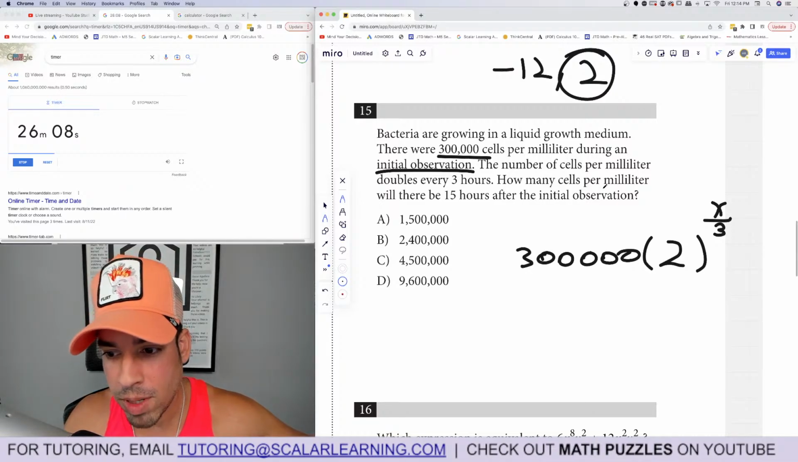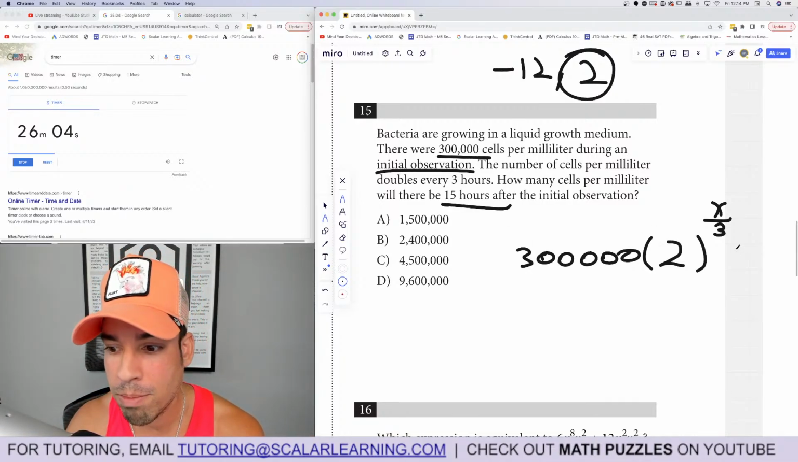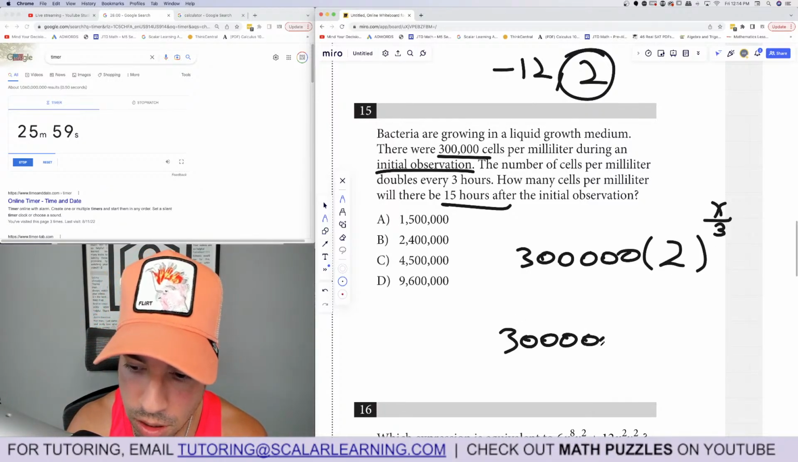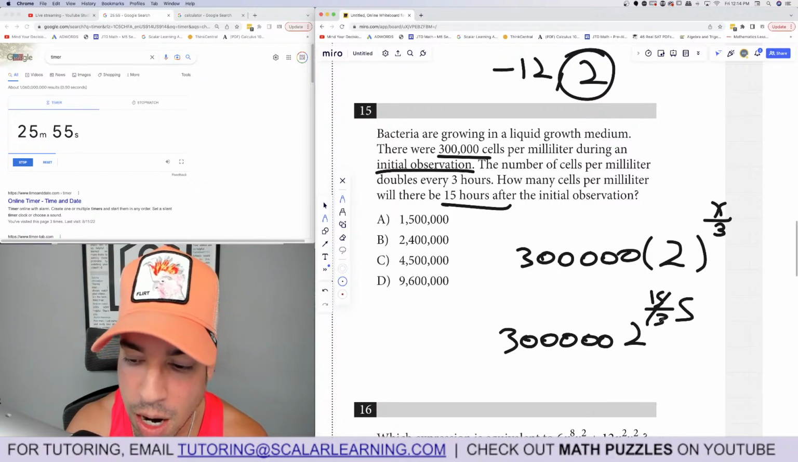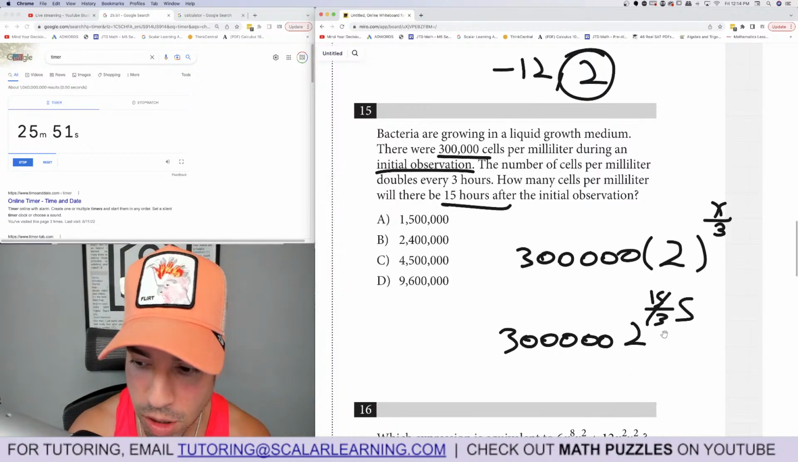Anyways, then it says how many cells per milliliter will there be at 15 hours? I got an equation. I can plug and chug and do it this way. So watch this. 300,000 times 2 to the 15 over 3, which is the 5th power. Now, I can do this probably without a calculator, but I'll do it. I already know it's D, but I'll show you why.